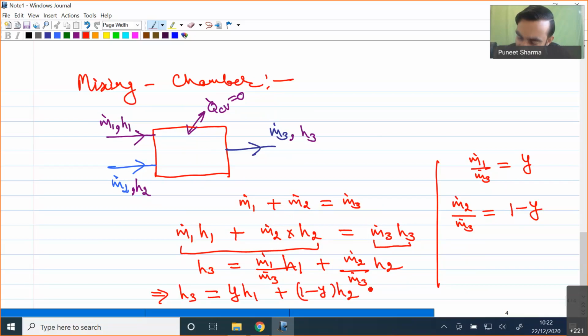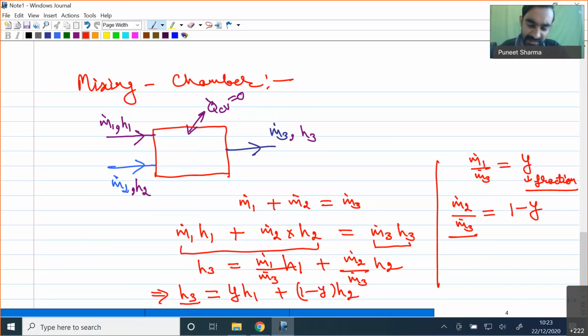Now, Y is the fraction of stream 1 in the total mass m3, and 1 minus Y represents the fraction of stream 2 in our total mass m3. So we are finding a weighted mass average. Whatever final enthalpy we get in this case will be equal to the weighted mass average.